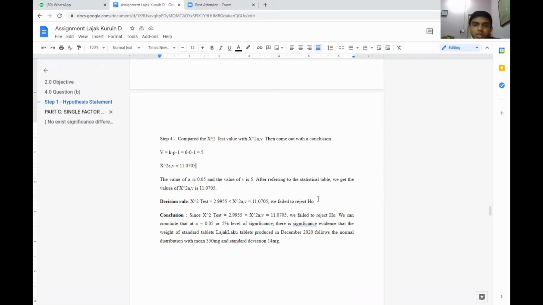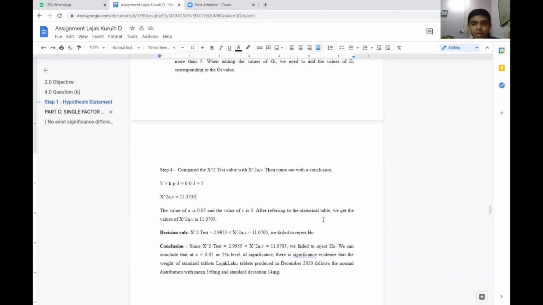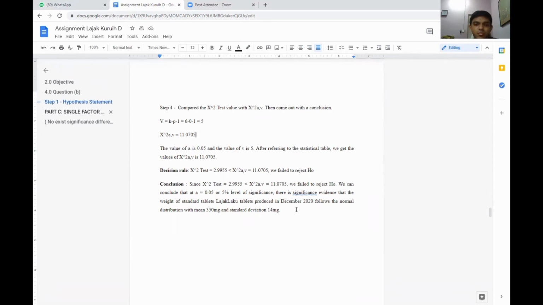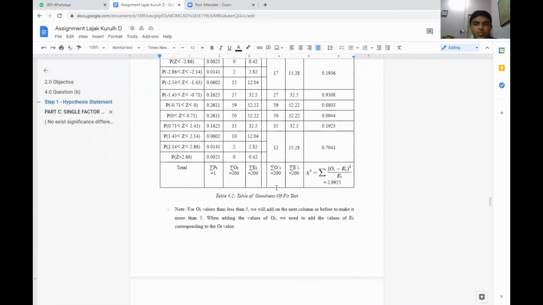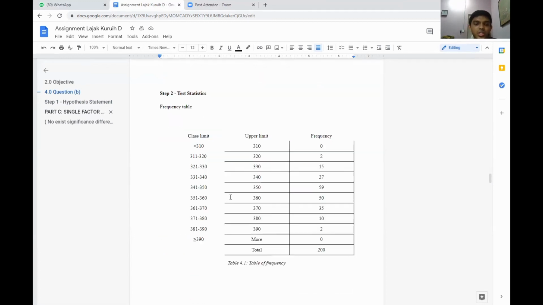Okay, so when we do the graph, the value 2.9955 will be outside the rejection part. Because of that, we fail to reject H0, or we accept H0. So the conclusion we must frame in our hypothesis statement, because failing to reject H0 means that we accept H0: the weight of standard tablets follows the normal distribution of 350 milligram with standard deviation of 40.